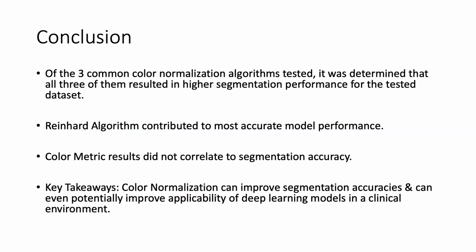Another takeaway is that the color metric results, which were intended to gauge dataset quality, did not necessarily correlate to the segmentation accuracies. Another key takeaway here is that color normalization can improve segmentation accuracies, and since machine learning models trained on data sets that exhibit great standard variation typically accumulate bias, color normalization could potentially be a workaround for this and actually improve the applicability of deep learning models in a clinical context.